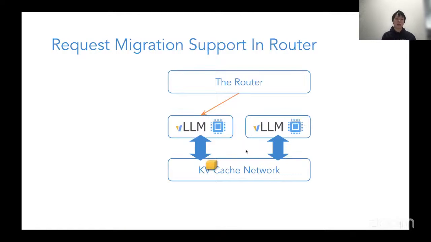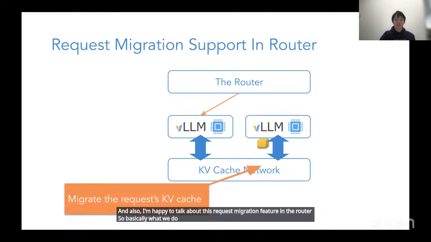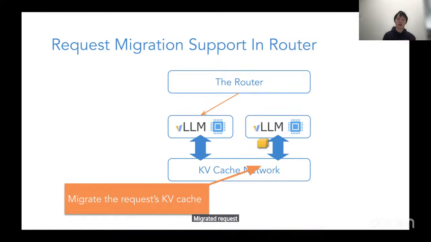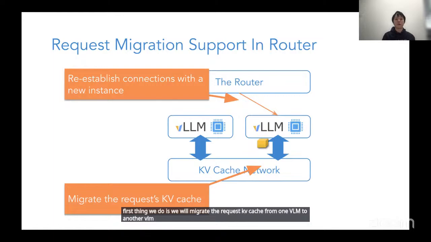And also, I'm happy to talk about this request migration feature in the router. So basically, when a server engine dies or for any other reasons, we want to migrate a request from one vLLM instance to another vLLM instance. The first thing we do is migrate the request's KV cache from one vLLM to another. And then the router will reestablish the connection with a new instance without letting the user know.